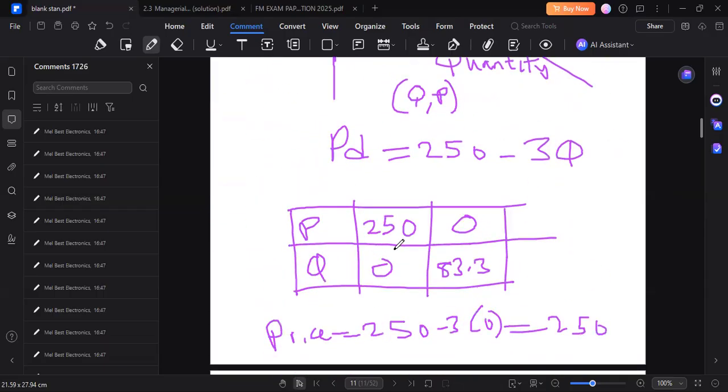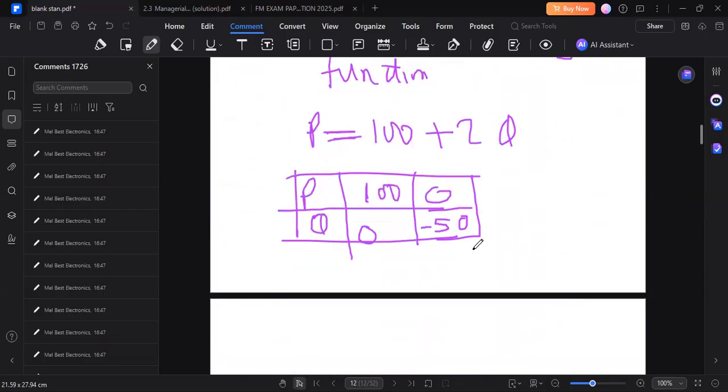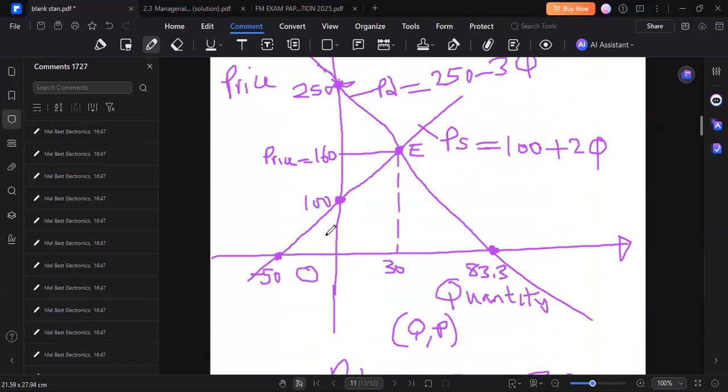0,100 and negative 50, 0. So this point is negative 50, 0. This is the point of negative 50, 0. You understand what I mean now? Yes, I do.